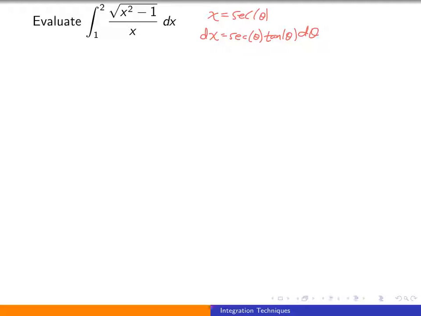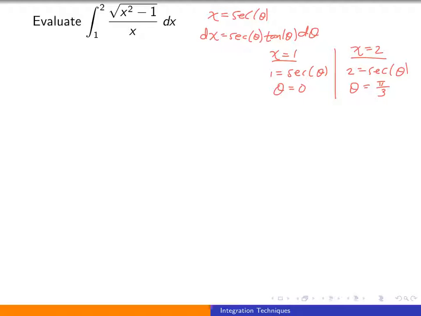So if we think about that lower limit of integration, when x is 1, that tells us that 1 is equal to secant of theta, which means that theta is equal to 0. If we look at our upper limit of integration, x is equal to 2, that means 2 is equal to secant of theta, which means cosine of theta is 1/2, so theta is pi over 3.